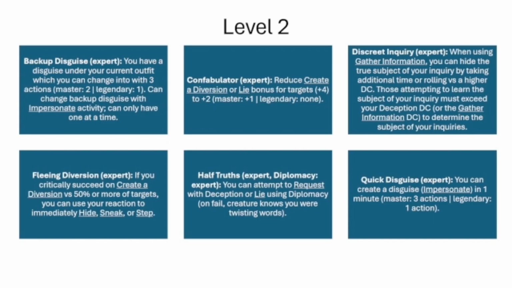The final available level 2 skill feat is Quick Disguise. This lets you create a disguise using Impersonate in 1 minute. At higher levels, this reduces to 3 actions, and then finally 1 action at Legendary. The main purpose of this is you realize you have to disguise yourself really quick. However, it has more flexibility than backup disguise, although it takes more time.